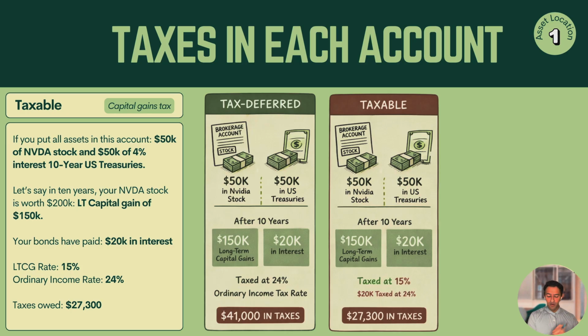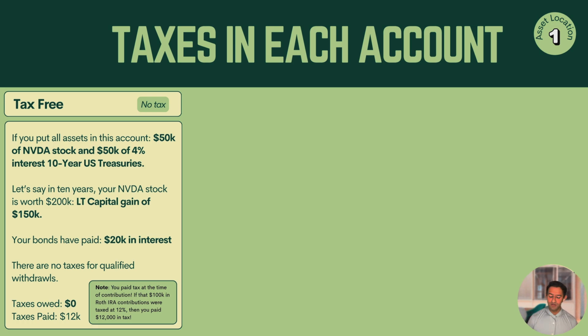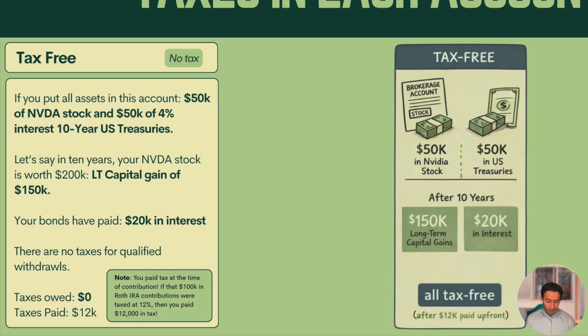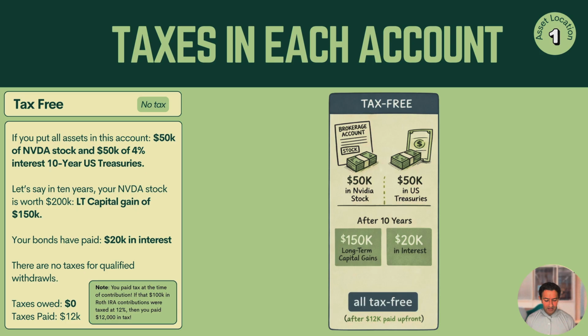Now, if we take it a step further and we put everything in our Roth IRA, remember, all the gains are tax-free. Doesn't matter if it's $170,000, if it's $1.7 million, it doesn't matter. They're all tax-free. Now, you have to keep in mind with the Roth accounts that you did pay tax when you put money into the account. And if we assume your tax rate was 12%, well, you paid $12,000 to put money into the account to make those contributions, but all the gains are tax-free.